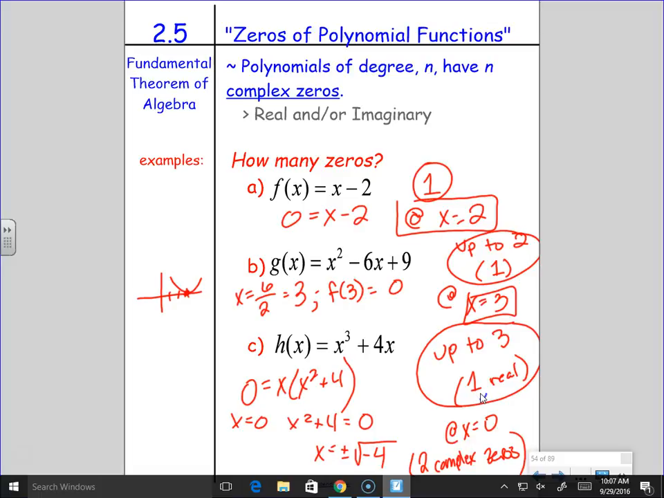Hold on, let me get whatever's going on down with my taskbar out because it's in my way.